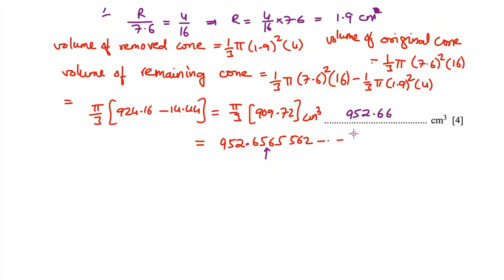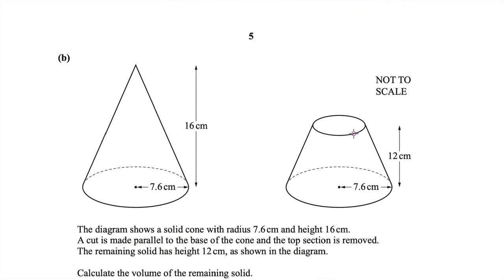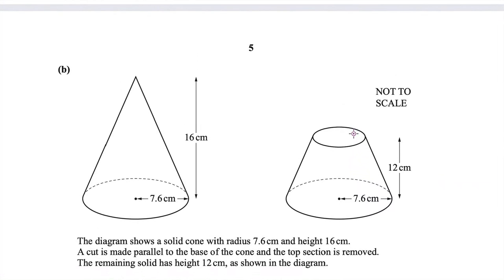So it's a pretty simple question, but you need to understand this part. Once you take out the smaller cone from the larger cone, they both are mathematically similar. Not the remaining cone, the cone that is removed. And from there you can find this radius, because without this radius you cannot calculate the volume of the frustum.